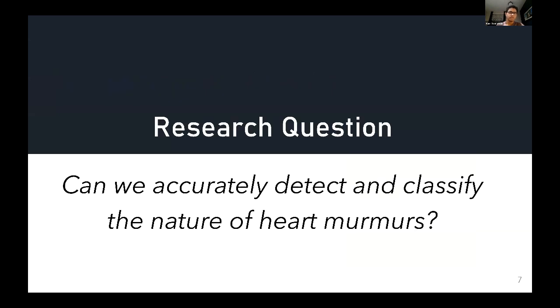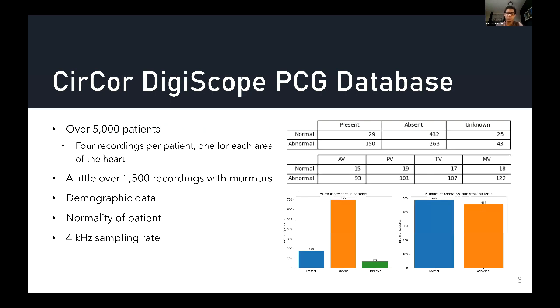Now, this brings us to the research question: can we accurately detect and classify the nature of heart murmurs? To approach this question, I talked to several cardiologists, and I looked into clinically verified databases that could be used for hard data analysis. The one that stood out most to both Dr. Joe Xiao and me was the CIRCOR Digiscope PCG database.